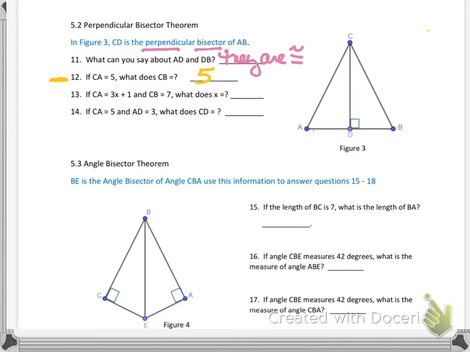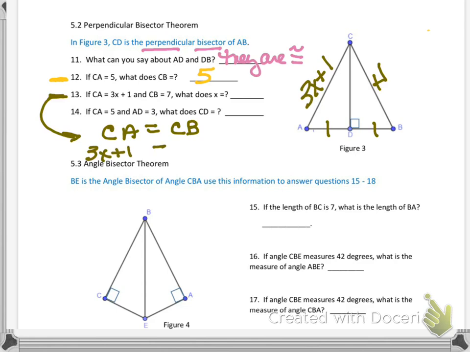All right, so I'm looking at now question 13. So question 13 is going to be in this color. Okay, if CA is 3x plus 1 and CB is 7, what does x equal? Well, you have to remember that you have a perpendicular bisector. That's going to make two back-to-back congruent triangles. So piece AC will equal piece CB. So if you're going to do question 13, you can set those equal. So what I know is that CA will equal CB. So if CA is 3x plus 1, and if CB is 7, can I solve that problem? And the answer is yes.